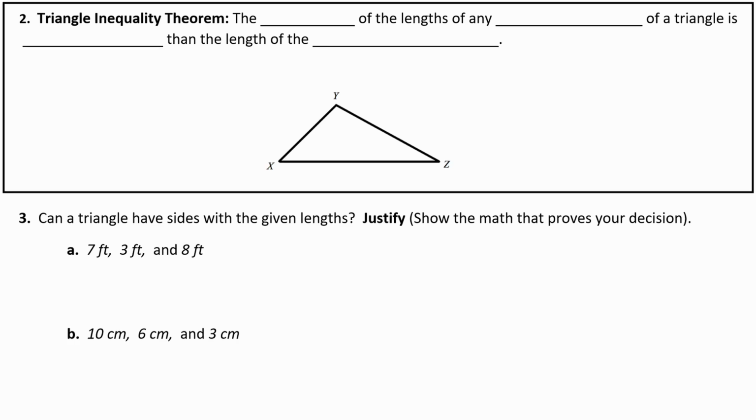The triangle inequality theorem states that the sum of the lengths of any two sides of a triangle is going to be greater than the length of the third side. A couple of examples that we can look at here: if XY is our first side, and we add that to YZ as our second side, then that should be greater than the length of XZ.